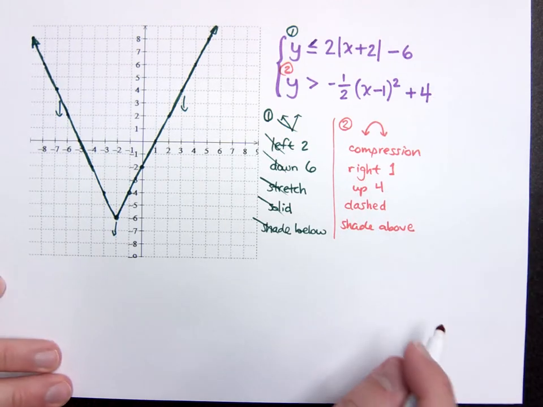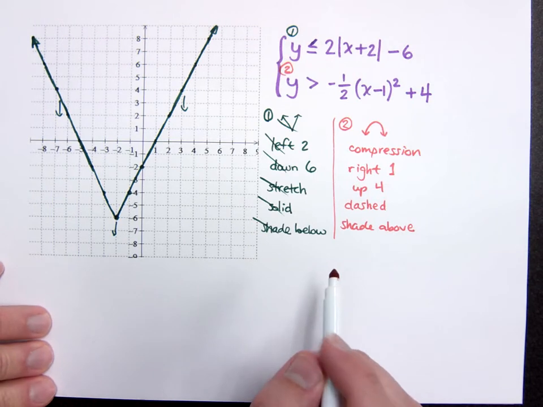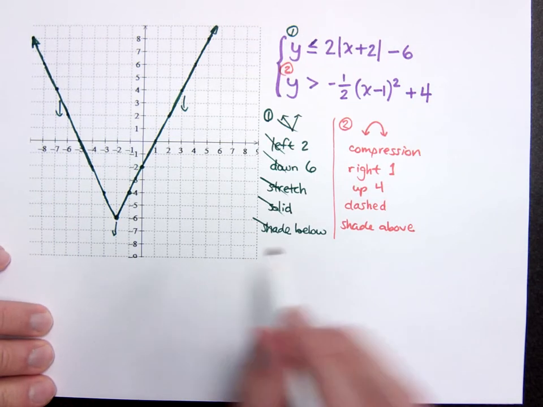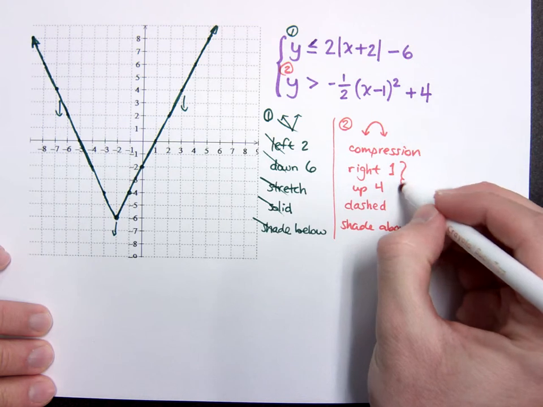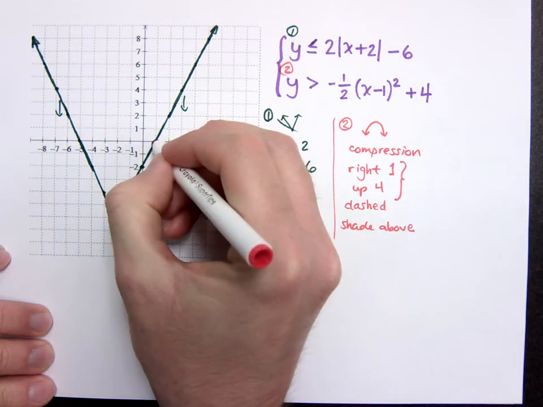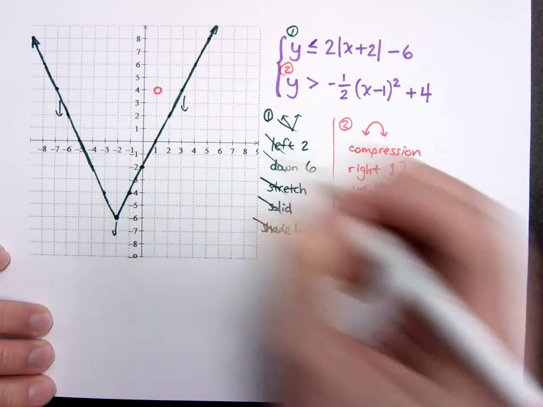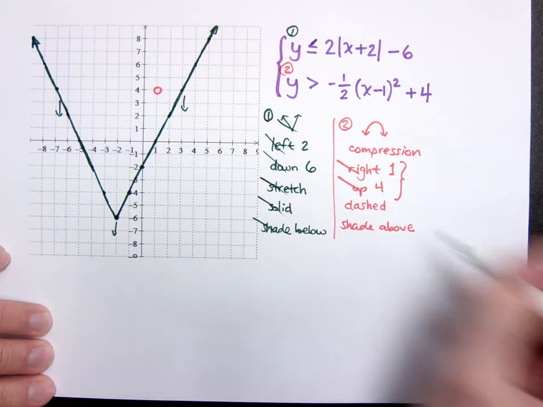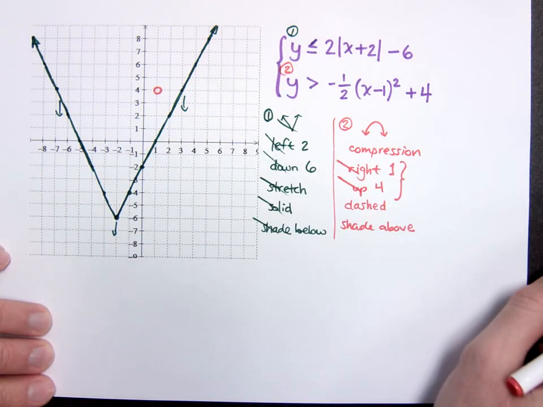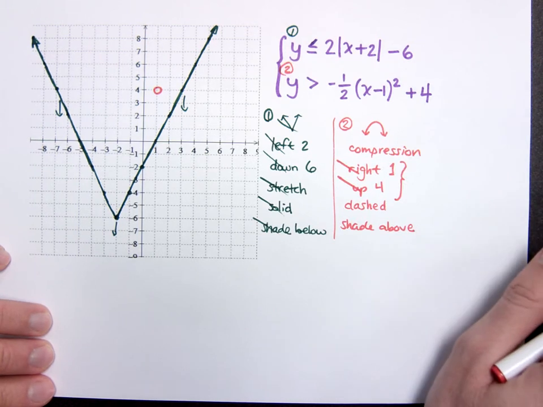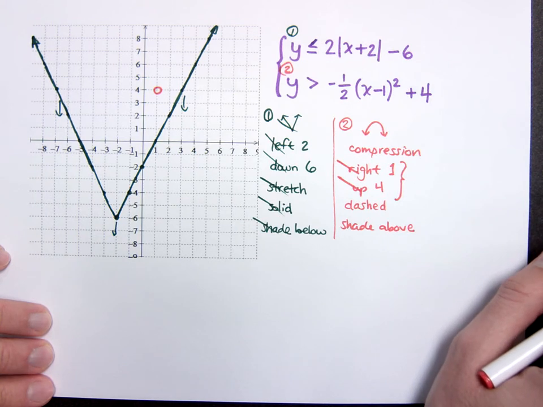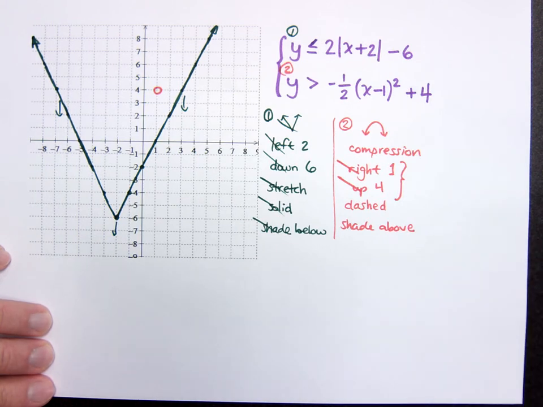So let's put all of this in our picture. First, we need to find our location, which is where the right 1 and up 4 comes from. Why am I using an open circle here? Because it's not equal to. It's going to be dashed, so we use open circles for the point.